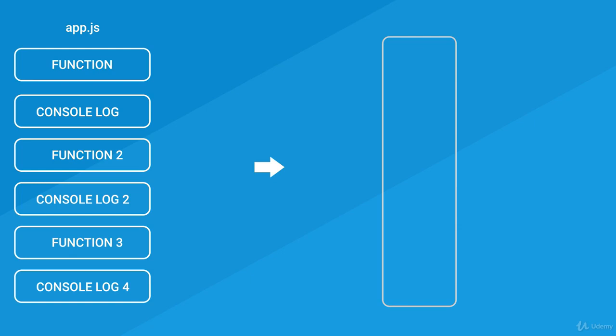So the program is going to start, it's going to read the file, and it's going to go and execute the first function. Then it's going to go to the console log, then function 2, then console log 2, function 3, and then of course the console log, and our program is going to exit, it's going to be done with this. So JavaScript is single-threaded, one timeline, just one timeline, executes everything, one thing at a time.